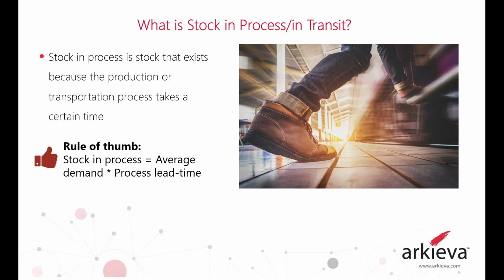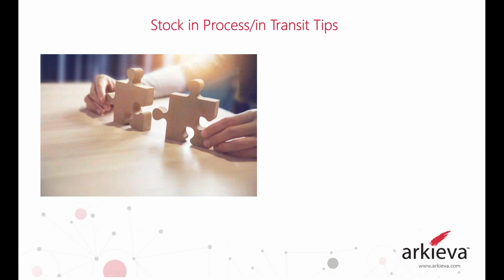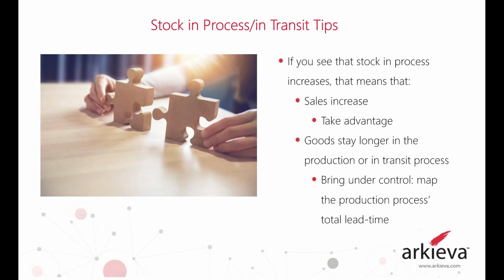A very simple way to calculate the in-process or in-transit inventory is to look at the average demand and multiply it by the process lead time. So it's a very simple formula. Now, as one observes the in-transit or in-process inventory, if one sees that stock is rising, there are 2 main areas, since the formula is so simple.